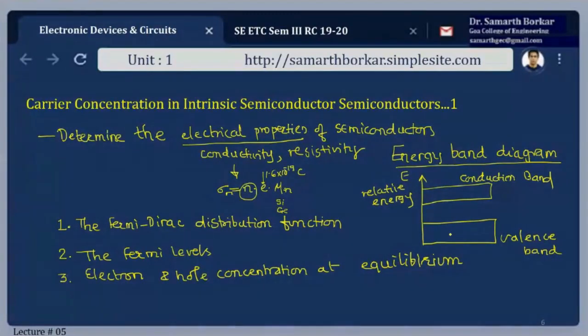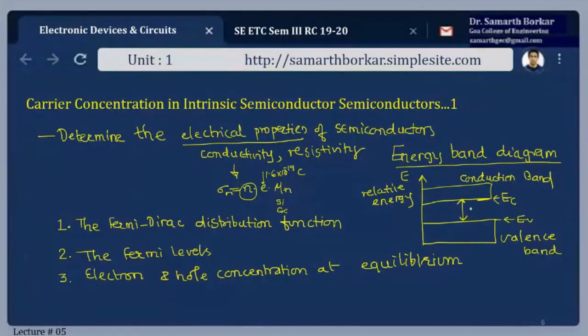Now, notation starts from here on. I am going to mark this as EC. Now, what is this EC? It is the lowest energy level of the conduction band, and this, let me mark it as EV. What is EV? The highest energy level of the valence band. And there are no energy states present in between.